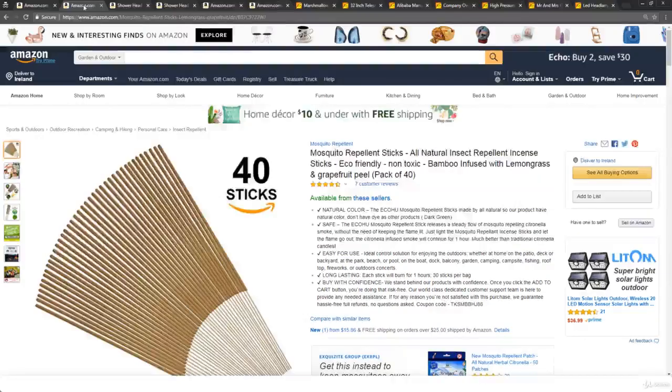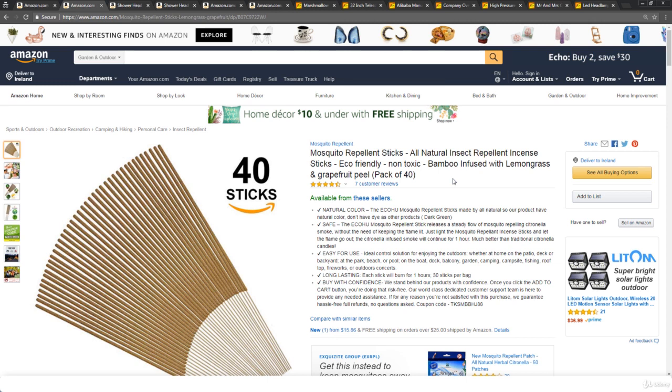So next, I was looking at these mosquito repellent sticks. These are pretty good because they are selling well. These will not sell in the winter. These are more seasonal. But if you are selling a seasonal product, you want to have it ready and have it listed at least a month before the season starts.